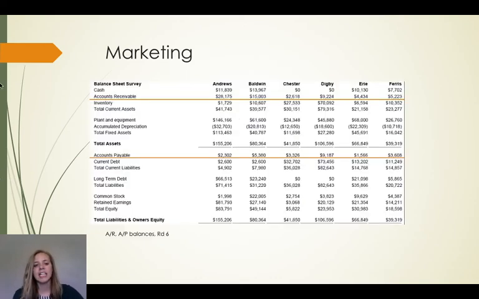And I just highlighted the accounts receivable and accounts payable on the balance sheet, comparing our company to the competition. And as you can see, our accounts receivable is much, much higher than our competitors. And this is because of our extremely high lag time, which we were able to afford.